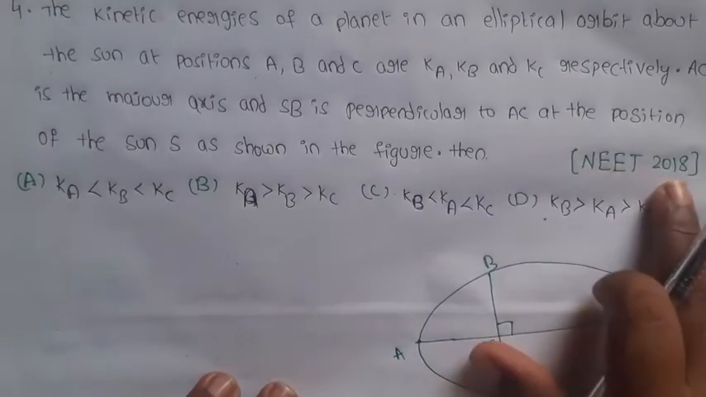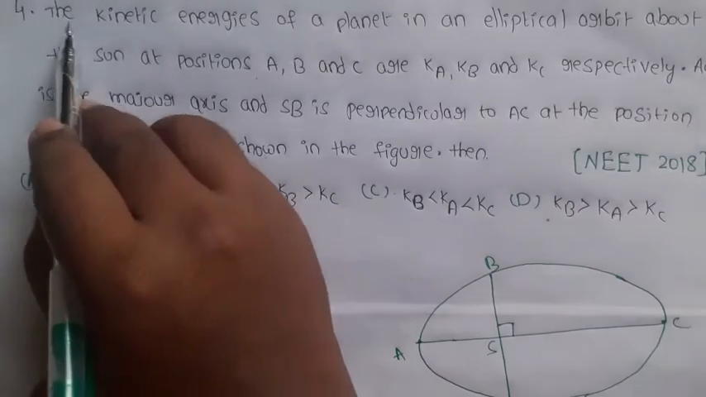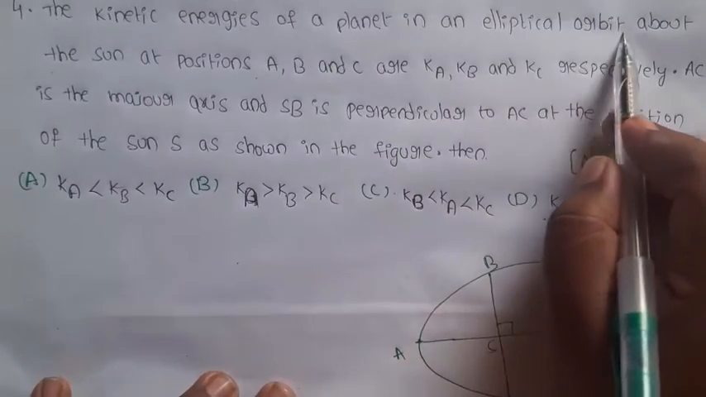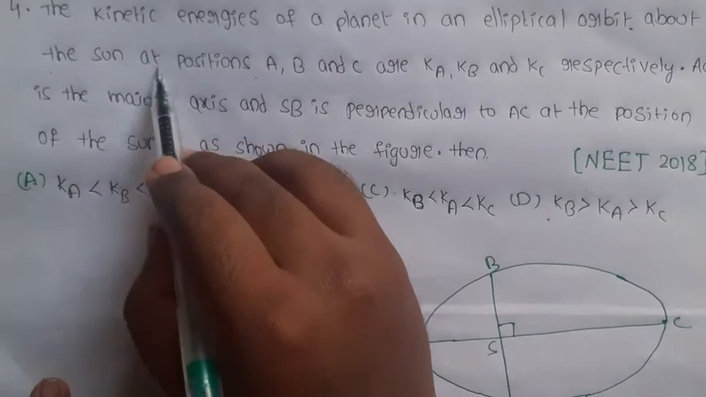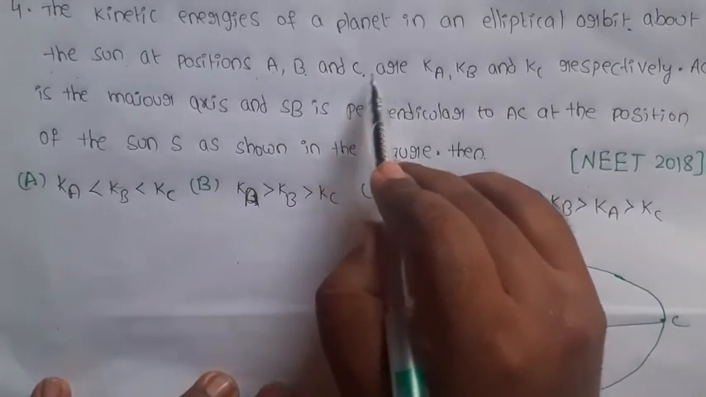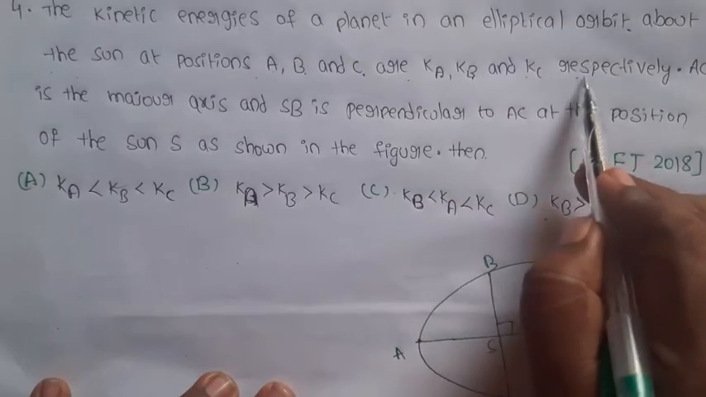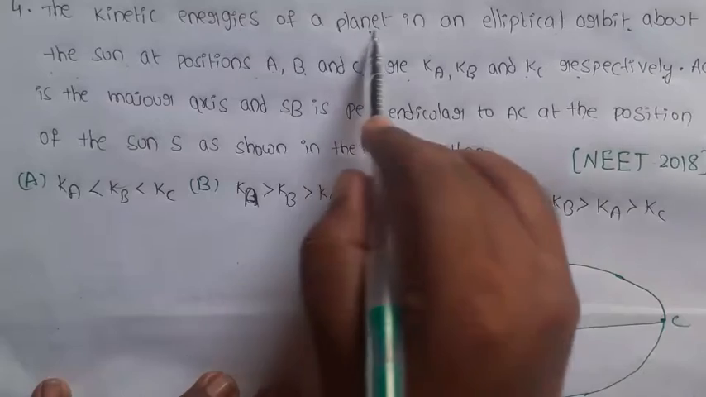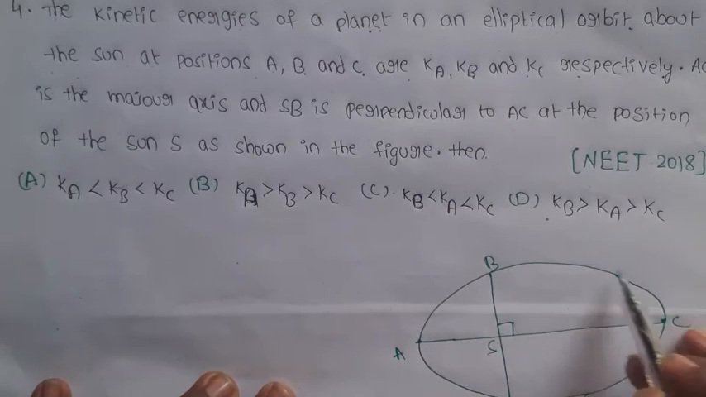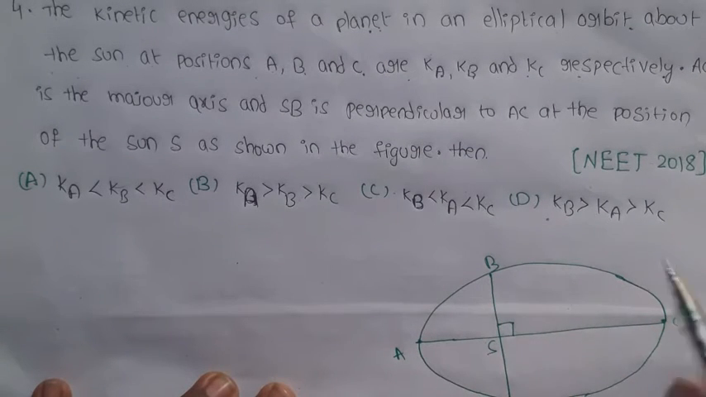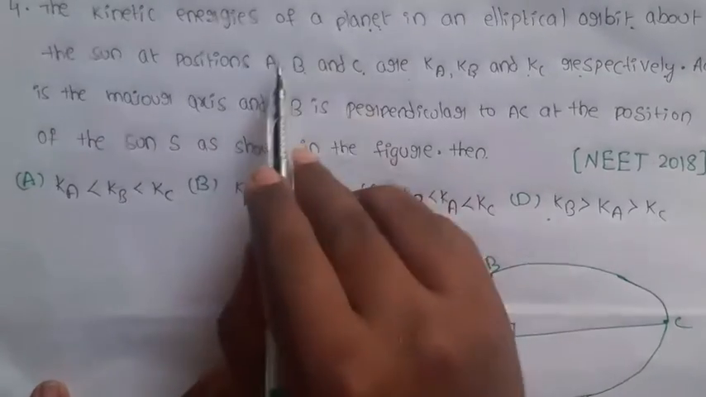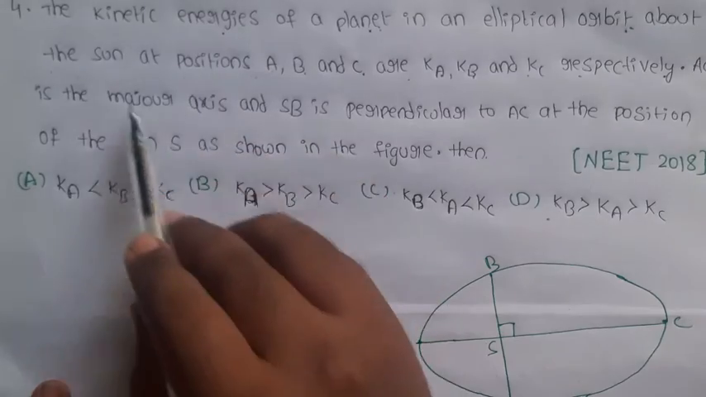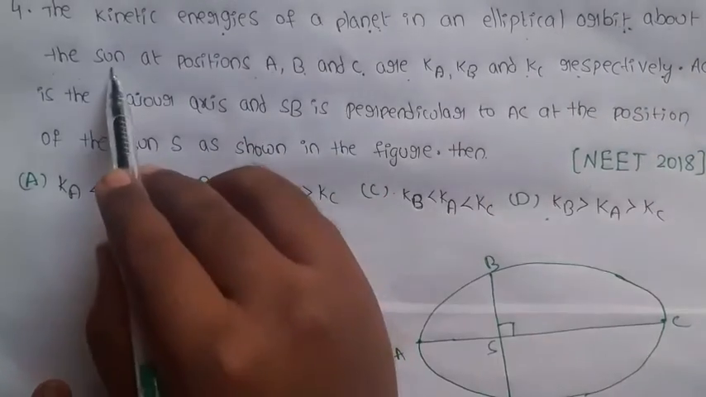Next question from NEET 2018. The kinetic energies of a planet in an elliptical orbit about the Sun at positions A, B, C are Ka, Kb and Kc respectively. Kinetic energy of a planet means the planet is revolving. The planet is revolving in an elliptical orbit, so it has kinetic energy as it revolves around the Sun.